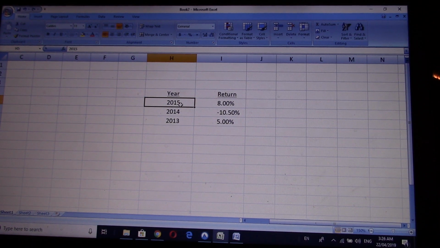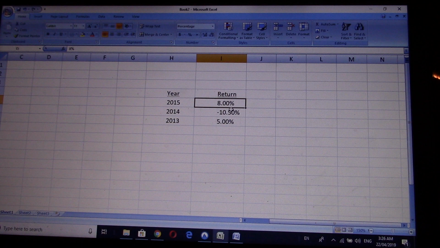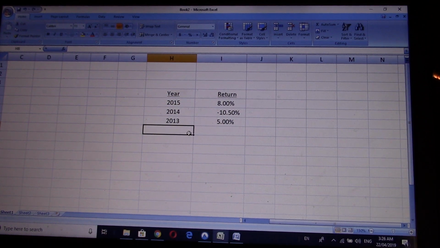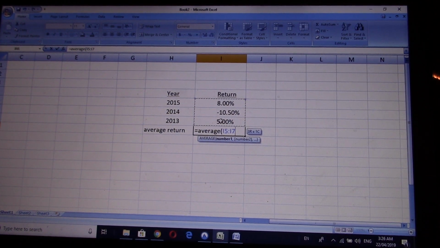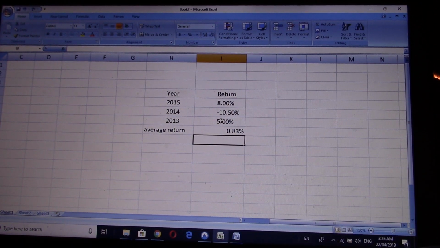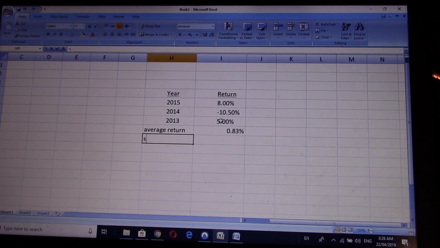In year 2015, the stock earns 8% return. Then 2014, -10%. 2013 is 5%. So what we can do is get the average return. We know how to do that. You just use average, or sum up and divide by 3. So this is 0.83%.